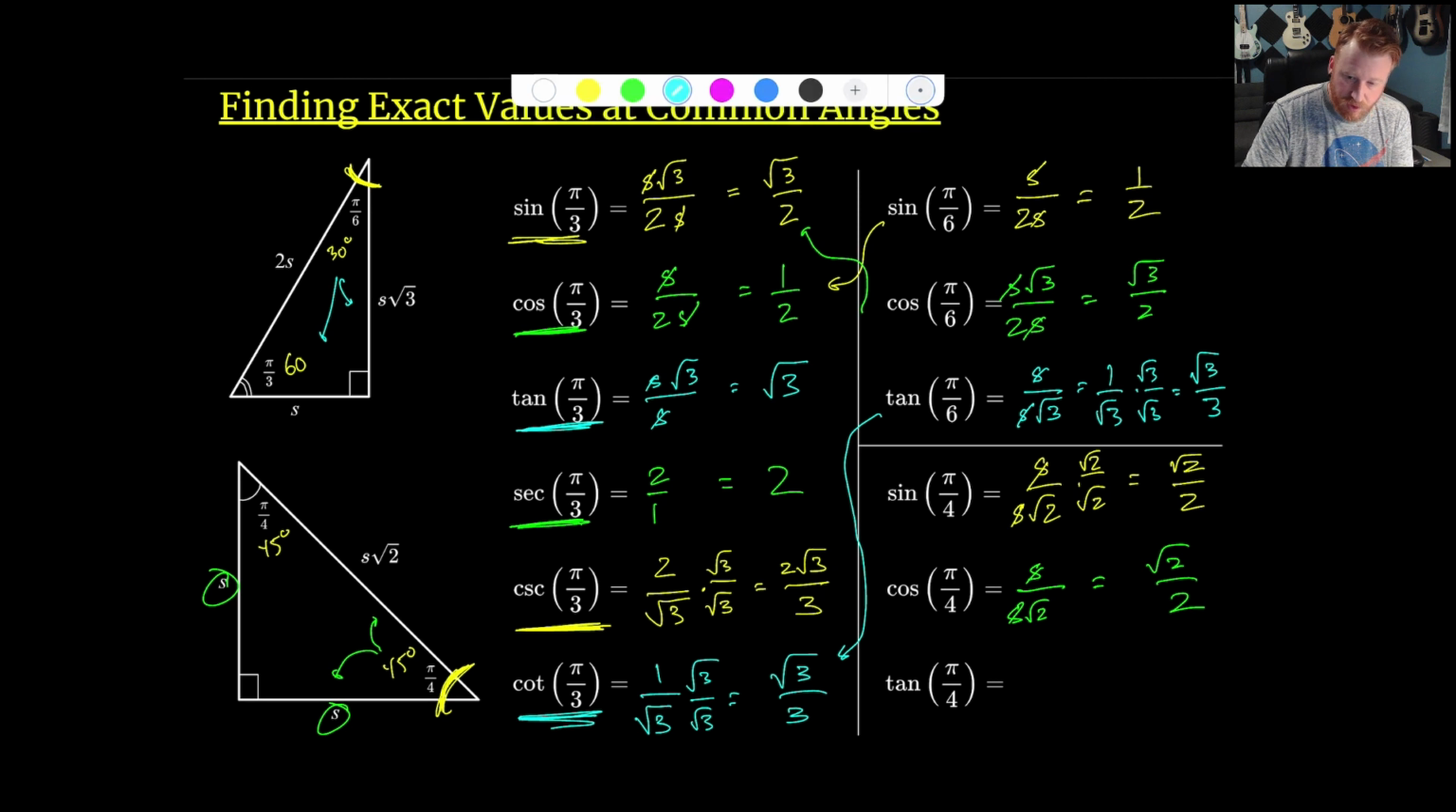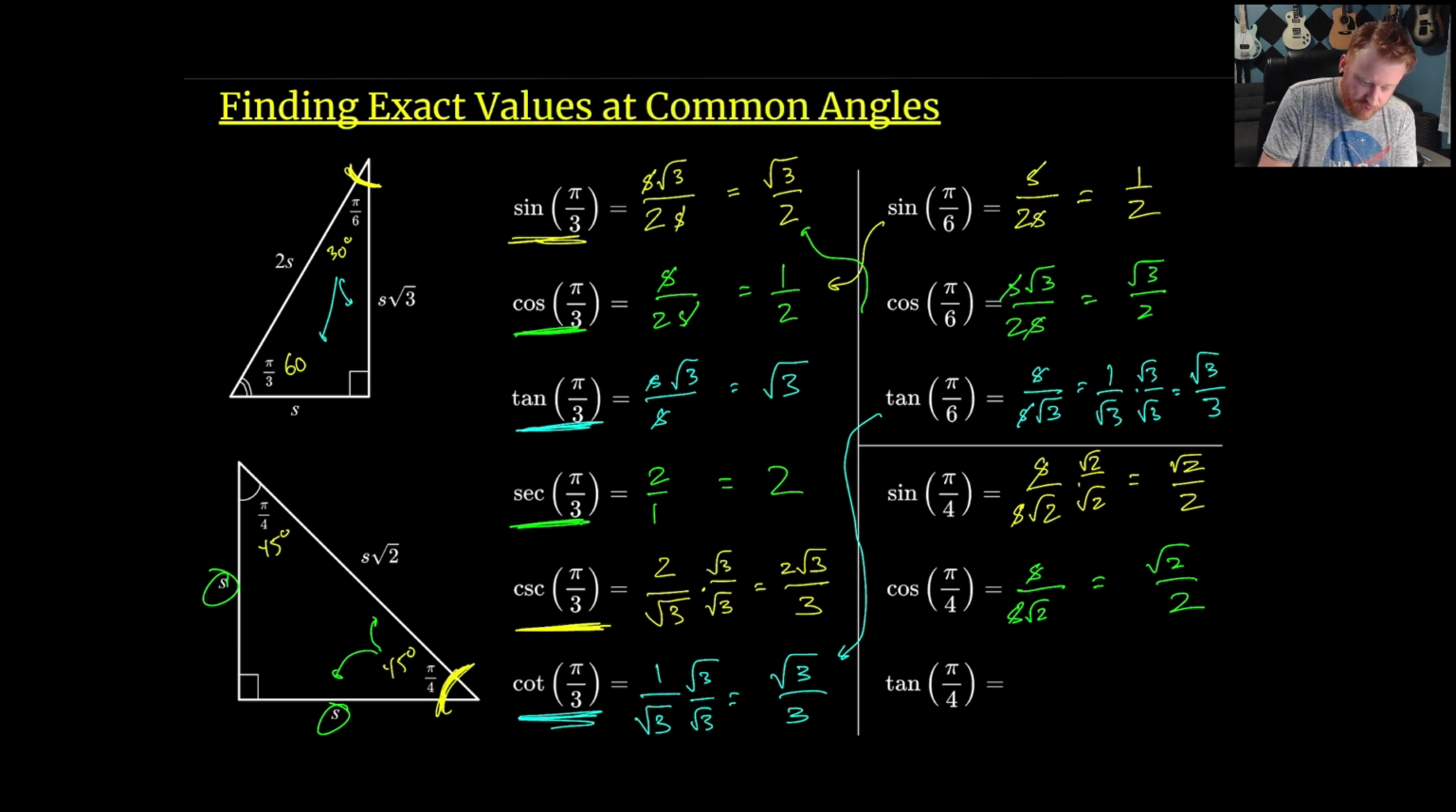And then taking a look at the tangent for pi over 4, that is going to be the opposite over the adjacent, which is always s over s, which is always 1. So we will see that the tangent of pi over 4 is always 1. So that's a smattering of some of the more popular angles that we will see throughout your trig and pre-calc and calculus careers here, evaluated at the different trig functions.